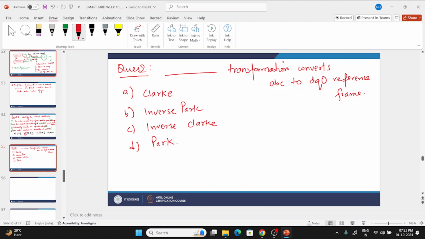Okay, so here the question says: which of the transformations converts ABC to DQ? So here the correct answer is Park. The answer is very simple. It is Park.